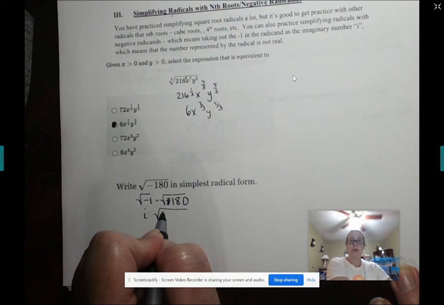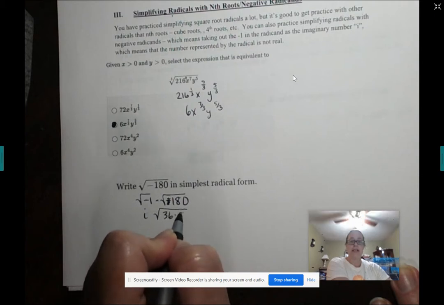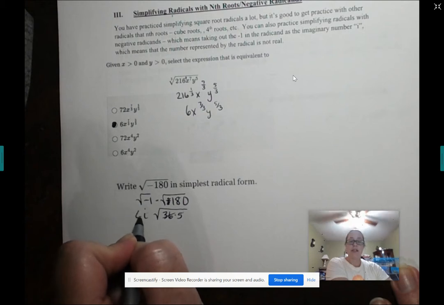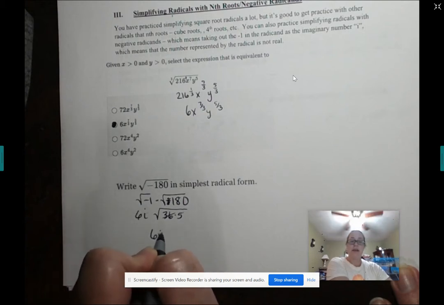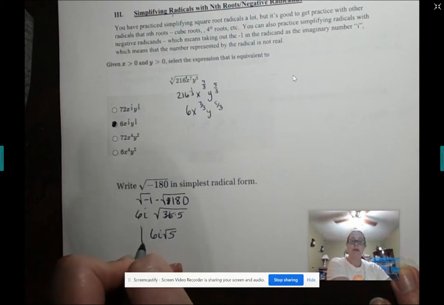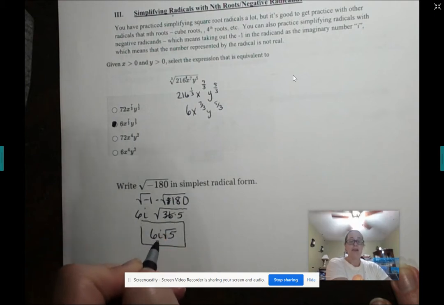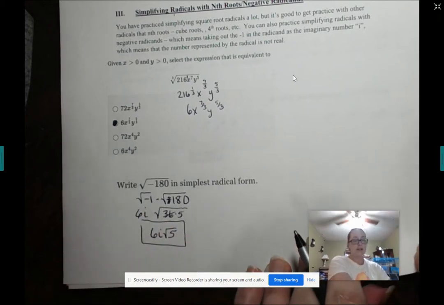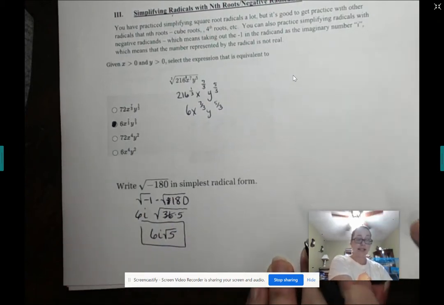The biggest perfect square that I can think of is 36. 180 is 36 times 5, and we can take the square root of 36, which is 6. And so this becomes our most simplified radical form. You are going to have an imaginary number here if there was a negative in the radical, unless there's something that ends up canceling it out, and that does not happen here.